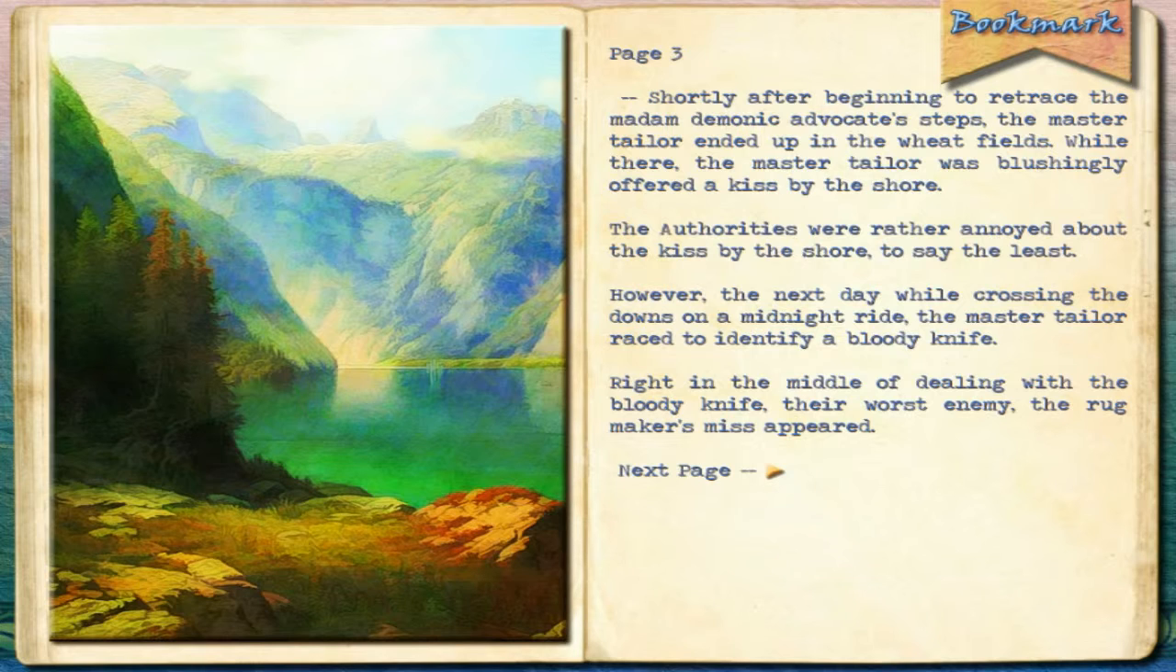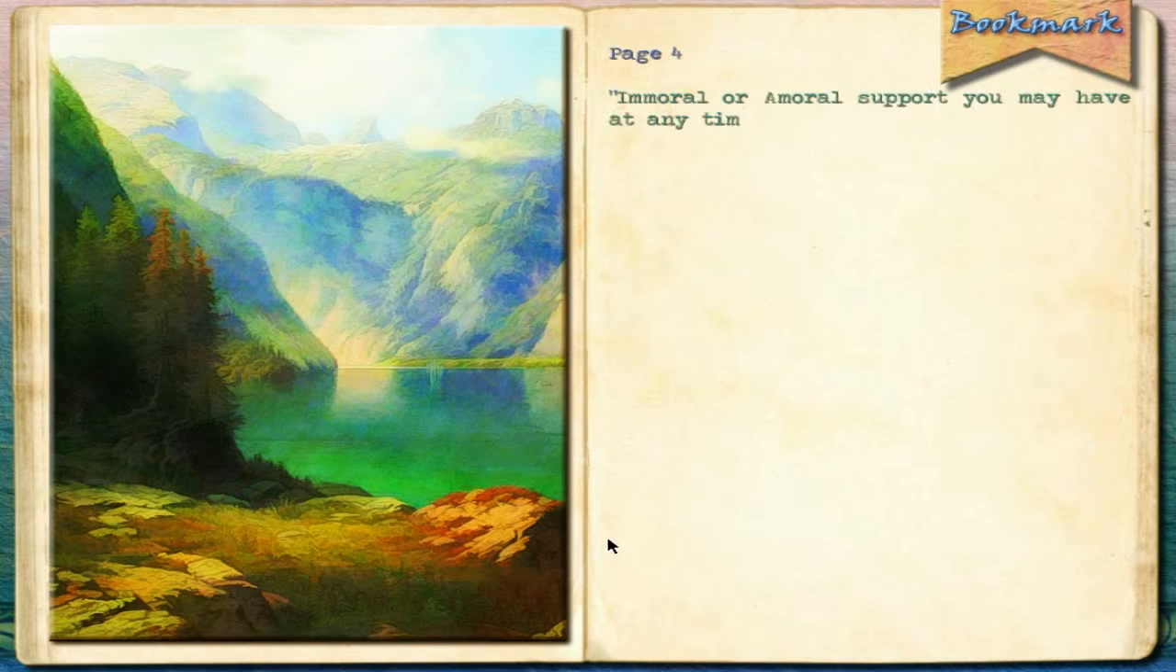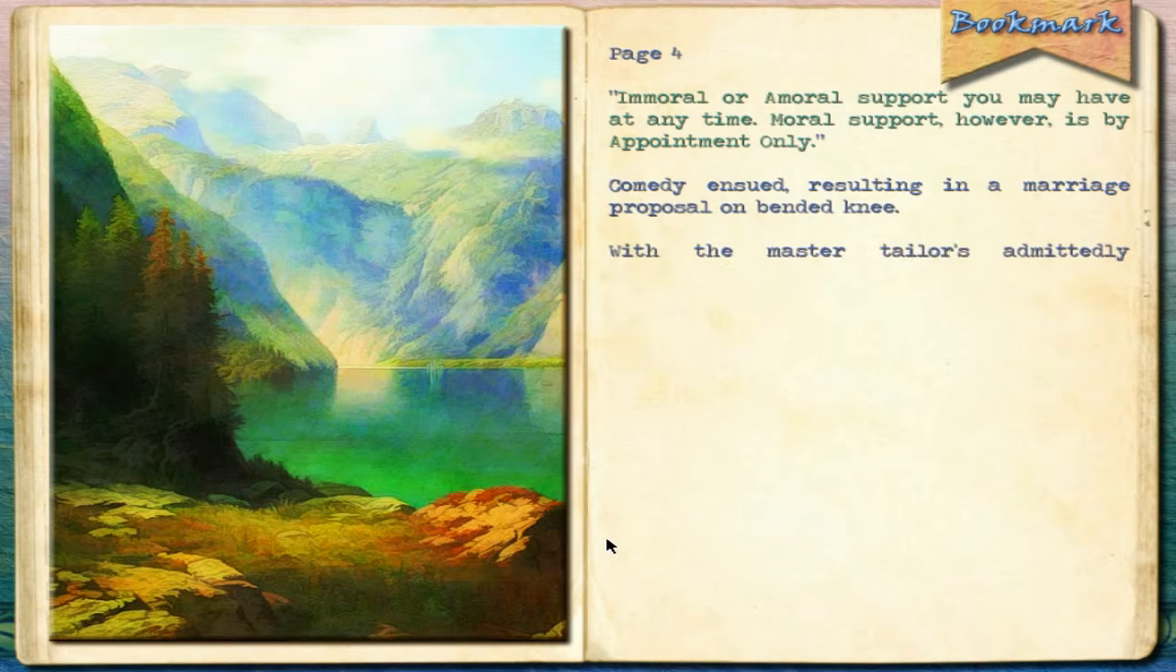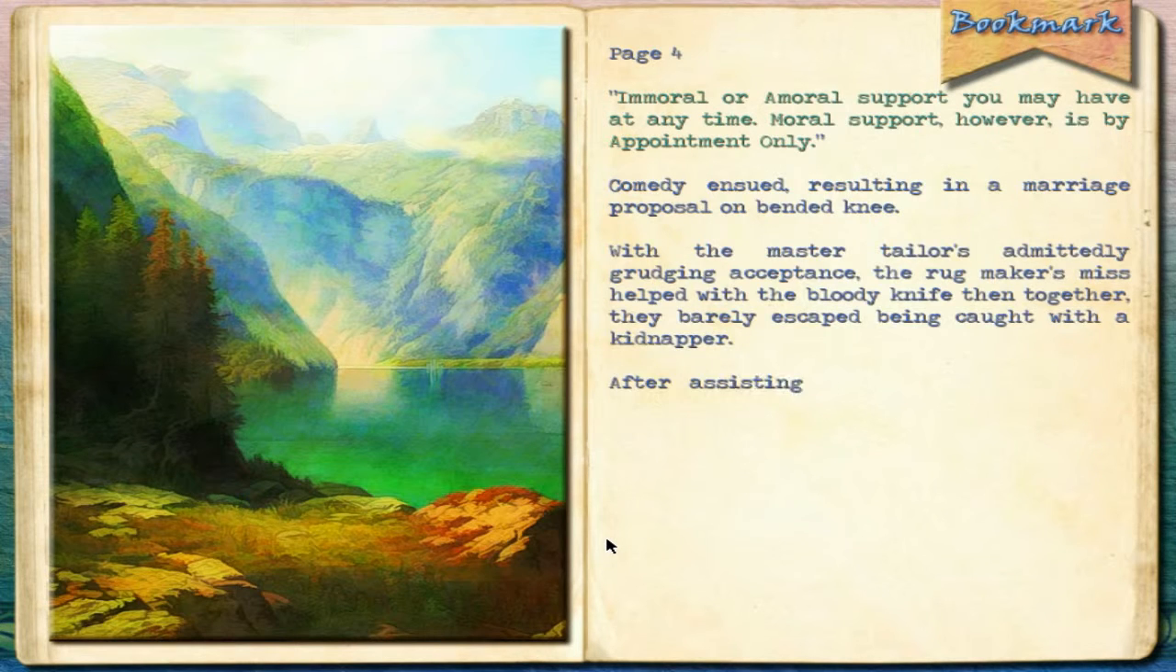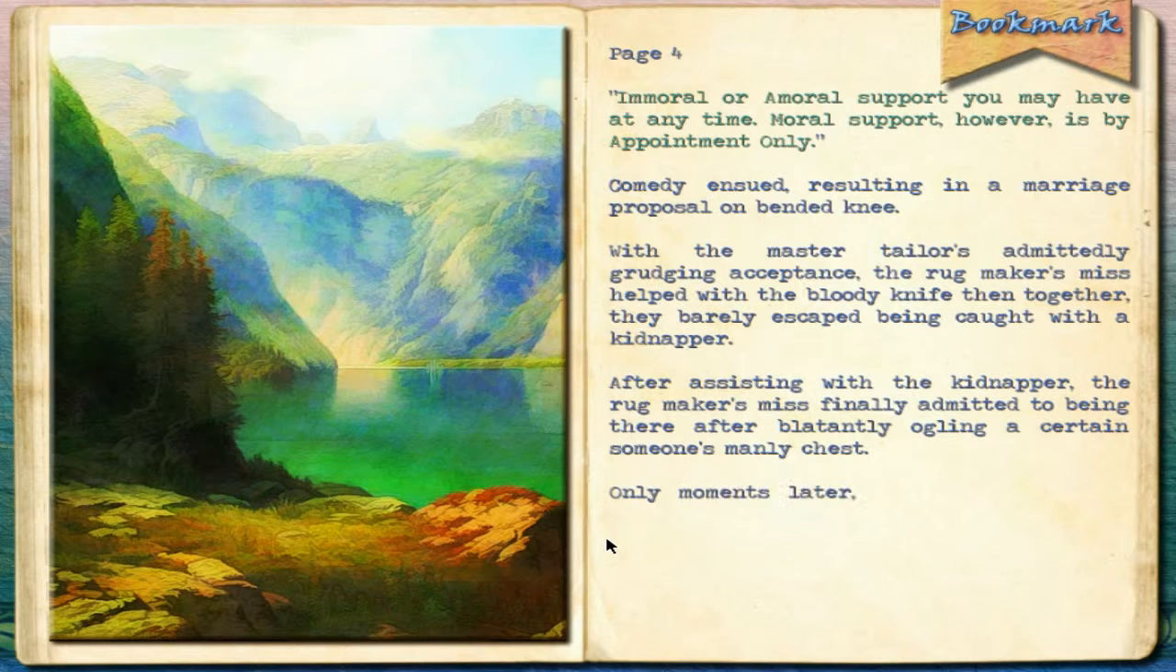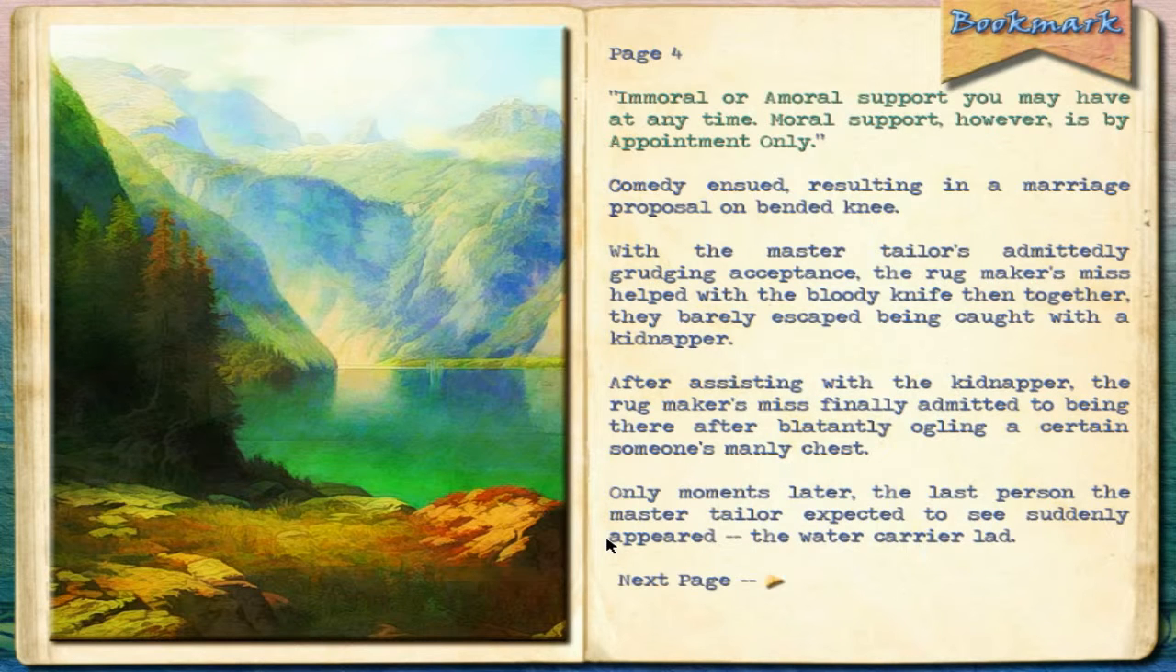However, the next day, while crossing the downs on the midnight ride, the Master Tailor raced to identify a bloody knife. Right in the middle of dealing with the bloody knife, their worst enemy, the rug maker's miss, appeared. Immoral or amoral support you may have at any time. Moral support, however, is by appointment only. Comedy ensued, resulting in a marriage proposal.